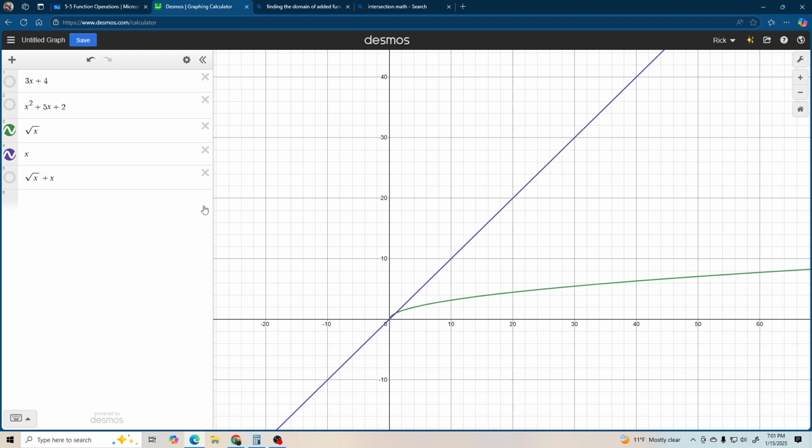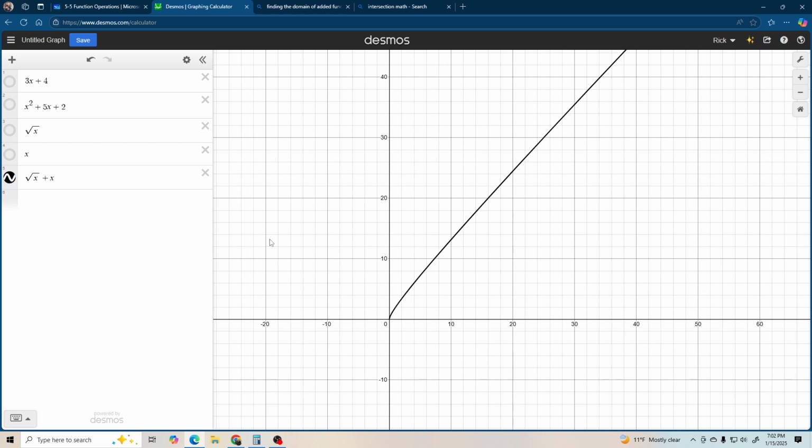Well, what happens when we add the square root of x plus x? Well, we learned this yesterday when we did transformations, right? It's going to raise our square root of x graph up by x units. So I'll go ahead and graph this just to show you. You'll notice that it actually scales at a rate of x as it increases the square root of x. They're added together, which is kind of the idea.